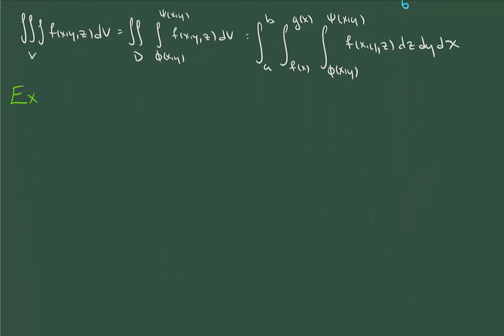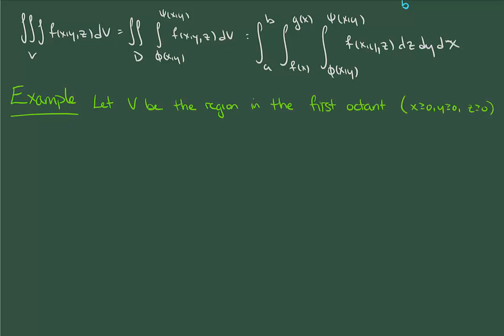Okay, so let's do a triple integral. Let's say that V is the region in the first octant, and the first octant is just the place where all of the coordinates are non-negative. And let's say that V is the region bounded by z equals 4 minus x squared, y equals x, z equals 0, and y equals 0. And let's integrate just the function y.